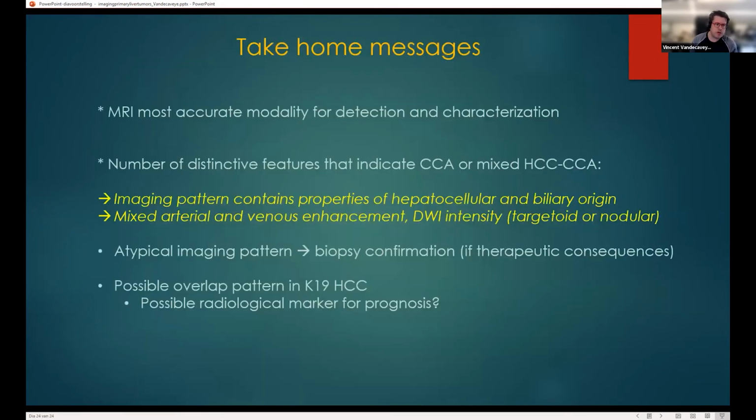So to conclude, MRI is the most accurate modality for detection and characterization of primary liver cancers. We have to take into account a number of distinctive features that indicate cholangiocarcinoma or mixed tumors. It contains actually the properties of both tumors, and the target sign or heterogeneous nodular signs are very important. When we have an atypical imaging pattern, I think this is where biopsy is most appropriate, and look for a possible overlap pattern in K19 HCC, but at the same time, this diagnostic problem may become a diagnostic weapon to select patients for treatment.